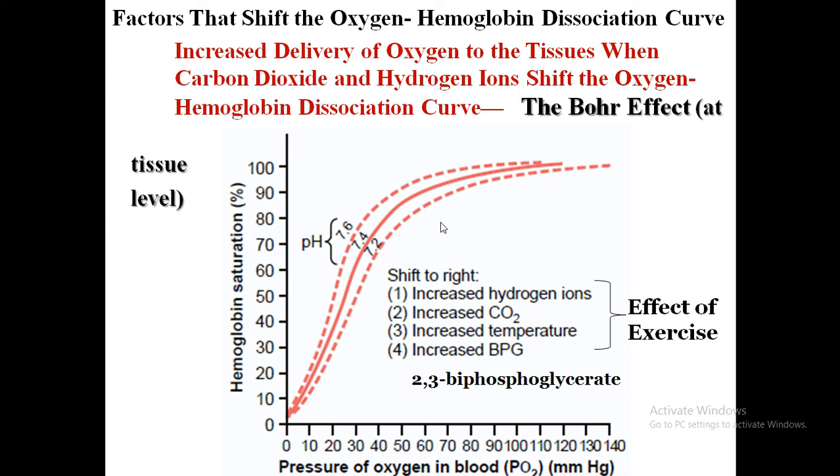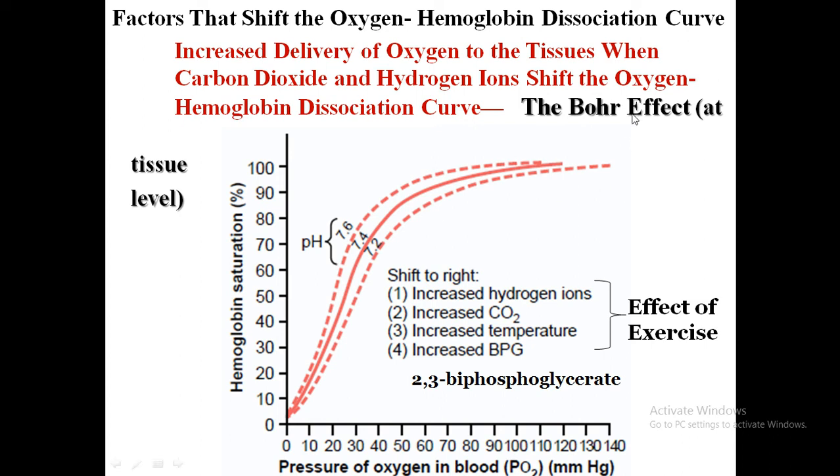In addition to pH changes, several other factors also affect this: increased carbon dioxide concentration, increased blood temperature, or 2,3-BPG. Before discussing all these factors, I would like to explain this thing that is called the Bohr effect.